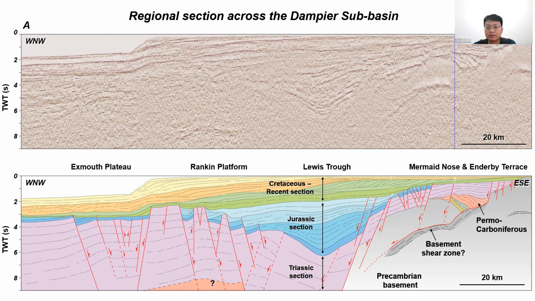In the eastern part of the basin is the Mermaid and Intermediate terrace. It's dominated by basement-involved structures, and we can see the Permo-Carboniferous growth strata. The basement structure is also truncated upwards into the Triassic and Jurassic sedimentary successions. In the Lewis Trough, we can see a thicker package of sedimentary section from the late Triassic to late Jurassic.